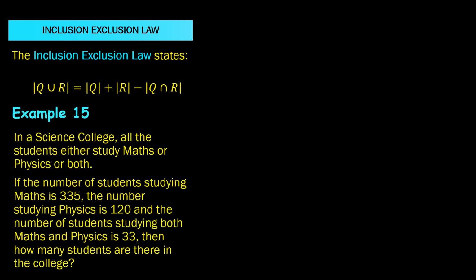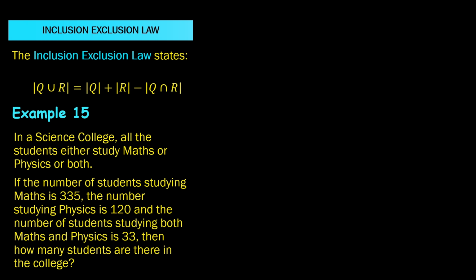In a science college, all the students either study maths or physics or both. If the number of students studying maths is 335, and the number of students studying physics is 120, and the number of students studying both maths and physics is 33, then how many students are there in the college? Pause the video and have a go. Press play when you're ready to view the solutions.